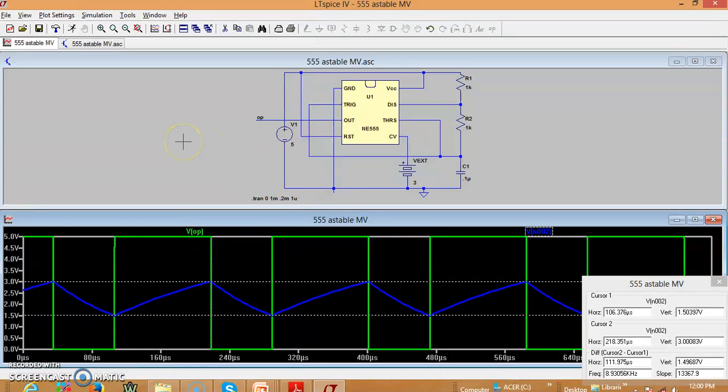In the next video, we shall see how we get pulse width modulation from a 555 timer.